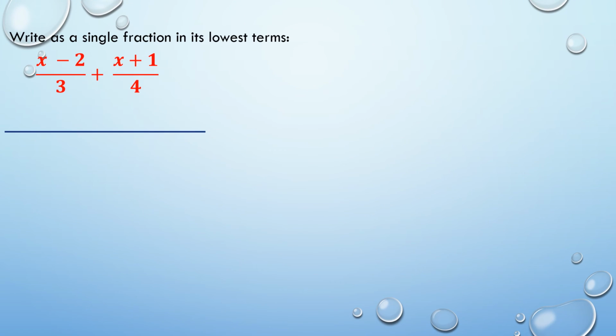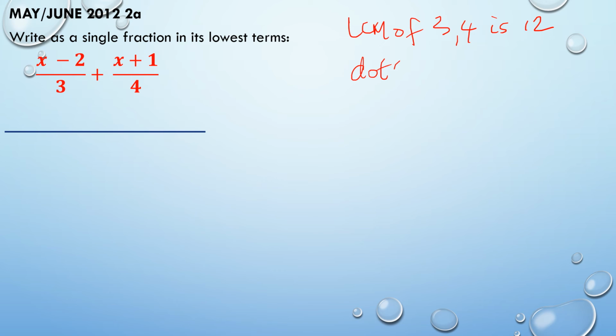Here we have: write as a single fraction in its lowest terms, x minus 2 over 3 plus x plus 1 over 4. This is a CXC past paper question, 2012 2A. So first, the LCM of 3 and 4. We have done a question with these two denominators. So the LCM of 3 and 4 is 12. Again, this time we're going to use a dot to represent multiplication.